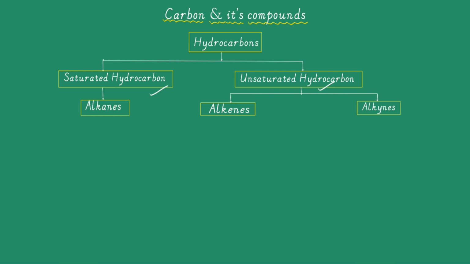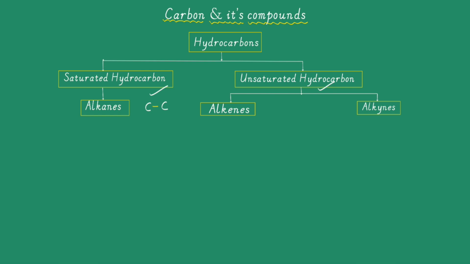When do we say that a hydrocarbon is saturated? If there is a single covalent bond between carbon and carbon atoms, we call it a saturated hydrocarbon. In saturated hydrocarbons, they will be called alkanes.